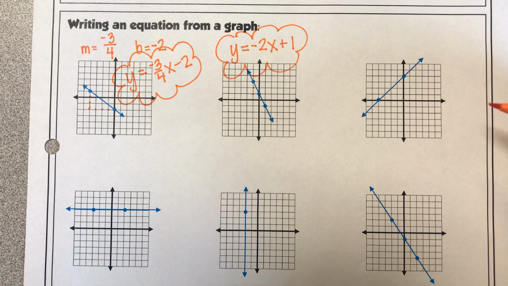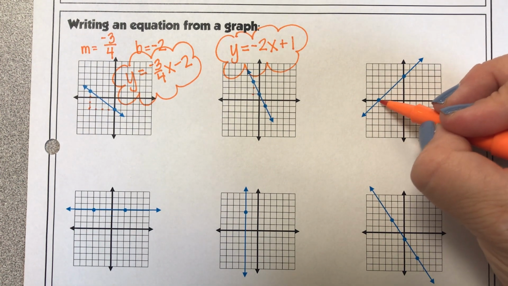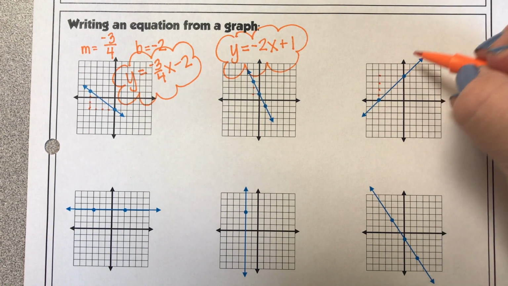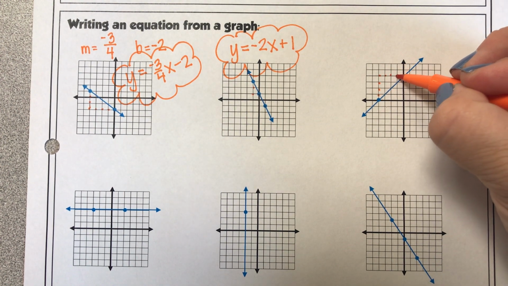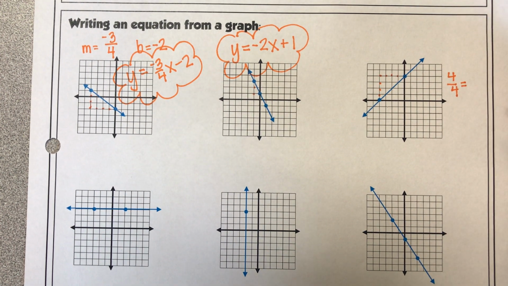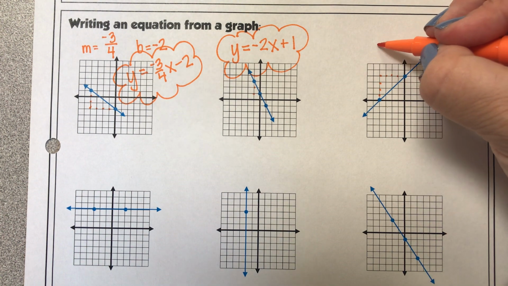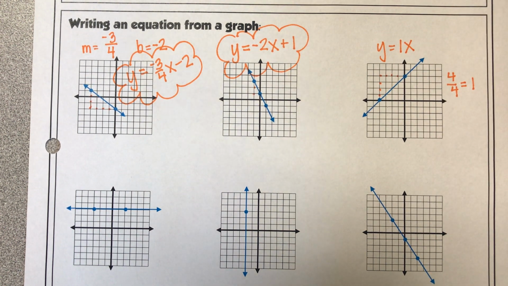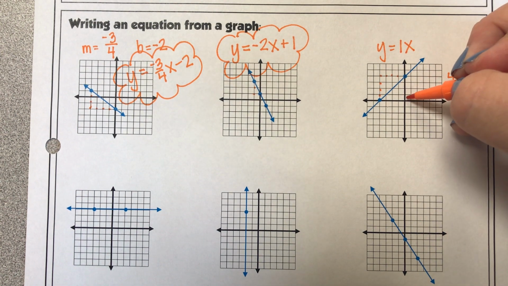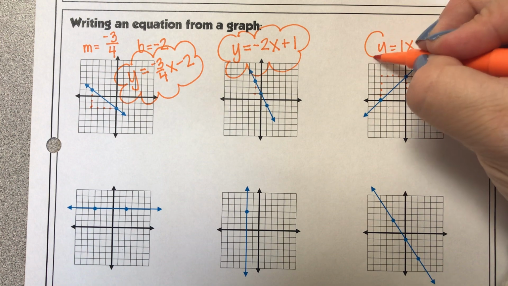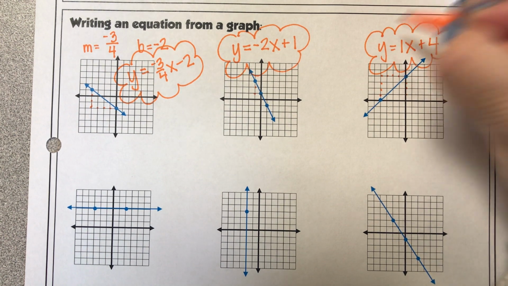Okay, let's look at this one right here. Slope dude only moves left to right, going from this point on the left to this point on the right. He's rising 1, 2, 3, 4, and running 1, 2, 3, 4. So a slope of 4 over 4 is the same as what? 1. So y equals 1x. If you just wrote x, that would be fine as well. And then plus 1, 2, 3, 4, because that's where it's crossing the y-axis.